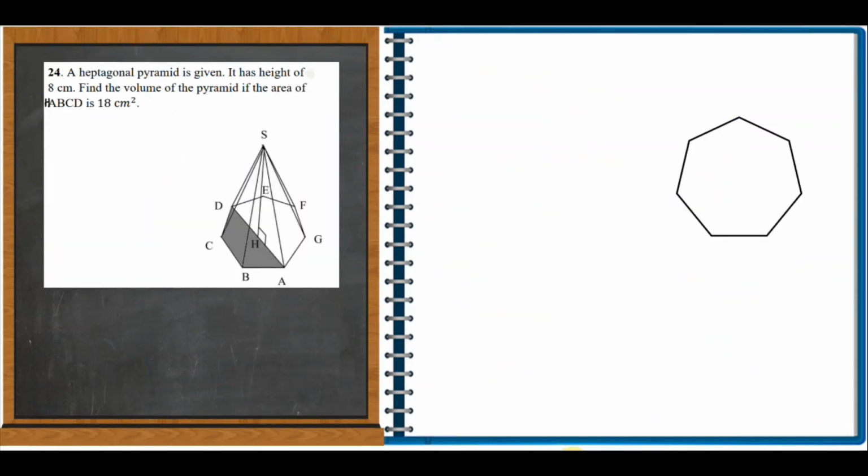Number 24. A heptagonal pyramid is given. It has a height of 8 cm. Find the volume of the pyramid if the area of ABCDH is 18. Here is H. We draw the heptagon separately to understand it better. Let's say A, B, C, D, E, F, and G. Now, the area of this pentagon ABCDH is 18.